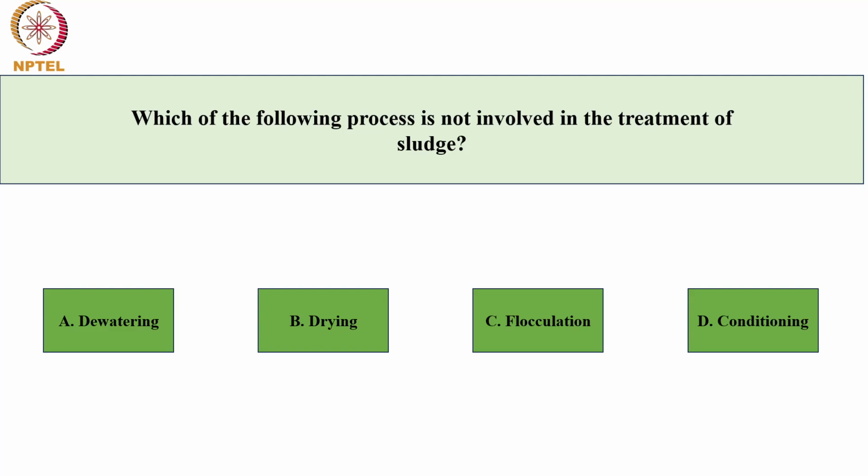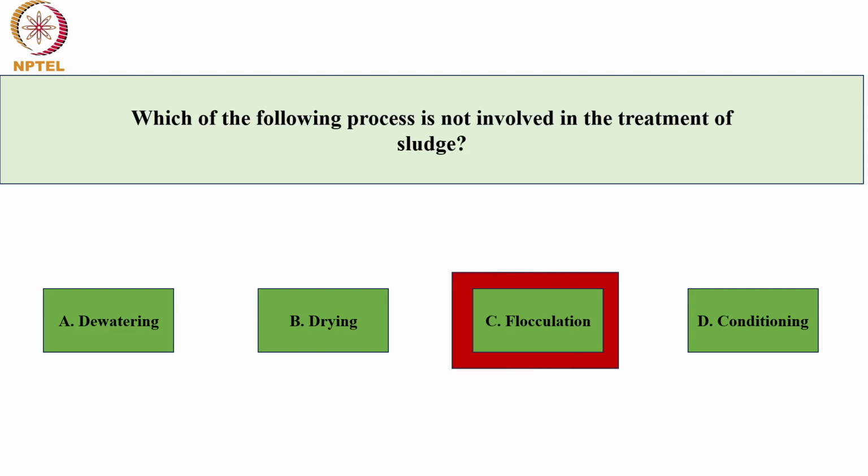Okay, which of the following processes is not involved in the treatment of sludge? First one is dewatering, second is drying, then flocculation, and conditioning. I don't think conditioning is the correct answer. We won't flocculate sludge, right? We may coagulate the sludge. I don't think we will ever flocculate the sludge.